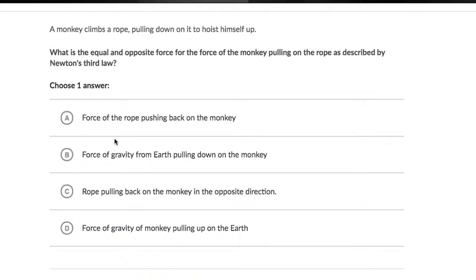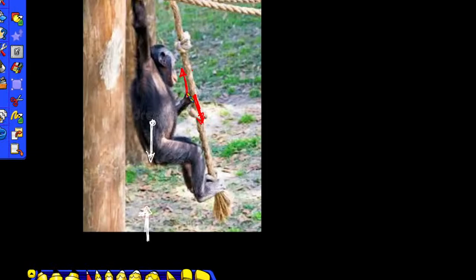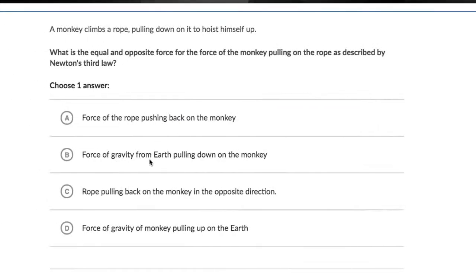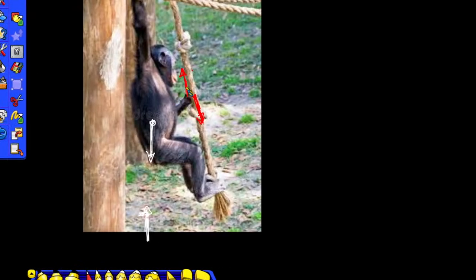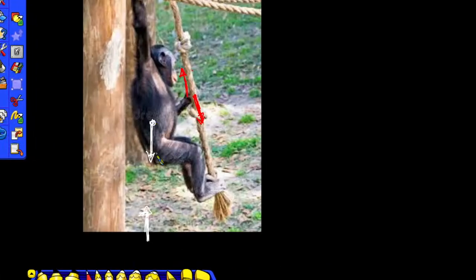Okay? So, force on the rope pushing back on the monkey. What is the equal and opposite force of the monkey pulling on the rope? The monkey is pulling on the rope in the downward direction, and the force on the rope is pushing back on the monkey. It is not pushing back, it is pulling back. Force of gravity from the earth pulling down the monkey. Actually, this force is pulling, the rope's force is pulling, and the force of gravity from the earth is pulling down on the monkey.